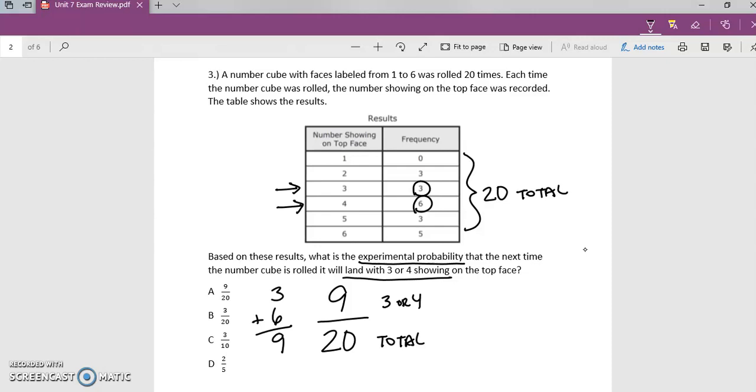So now they want to know, if I was to roll it again, what are the chances that I would get a 3 or a 4? So I have a 9 in 20 chance, and that would be letter A. Because again, all the rolls from here on out, I would have a 9 in 20 chance of getting either a 3 or getting a 4.